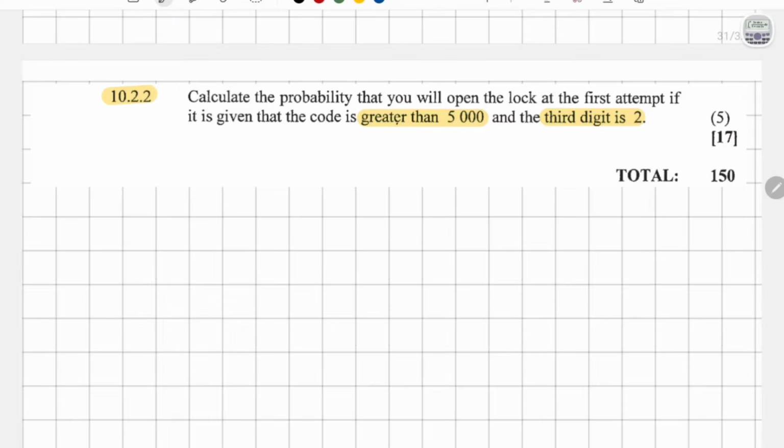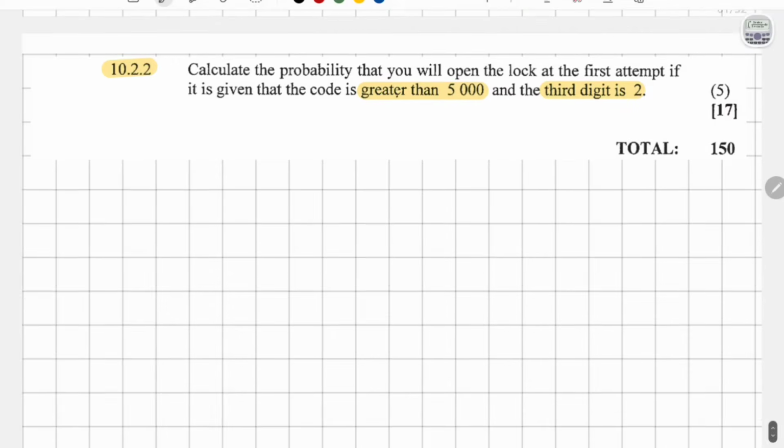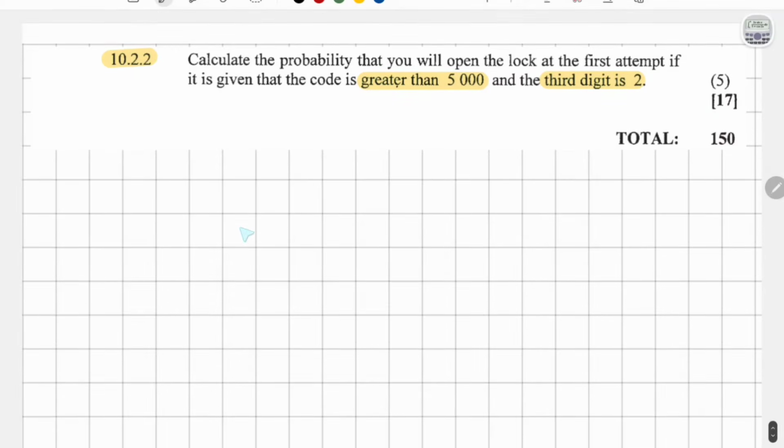Okay, so first of all, let's see the pool of numbers that we're allowed to use. So here, the first number, right, since it needs to be greater than 5,000, we're going to think about it like this. The type of numbers you're allowed to put down in the first place, in the first digit, will be numbers like 5, 6, 7, 8, and 9. So that the code will be greater than 5,000. So this is your first digit.